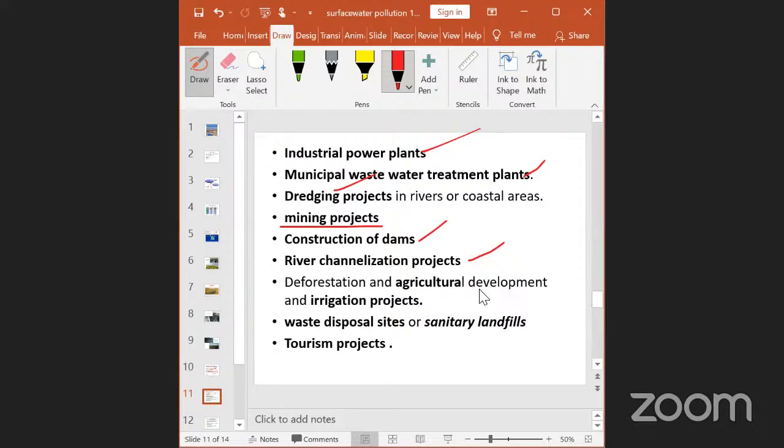And also deforestation, agricultural development, and some irrigation projects. And next, commercial hazardous waste disposal sites, sanitary landfills, and some tourism projects, right? These are the projects which cause significant impact on the surface water.